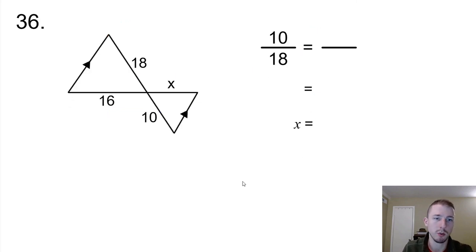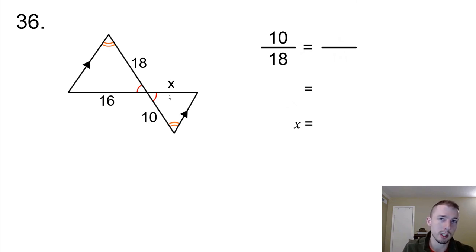So on number 36, we do have parallel lines, which is important because we're going to have two angles that are the same. We're going to have vertical angles, and then the alternate interior angles are going to have to be the same as well. Now that's going to help us identify how to set up our proportion, because again, we know the smaller one, 16, goes with the smaller one, wait a second, is 10 or x smaller? We don't know because x can be anything.